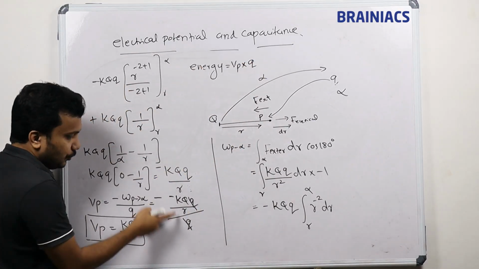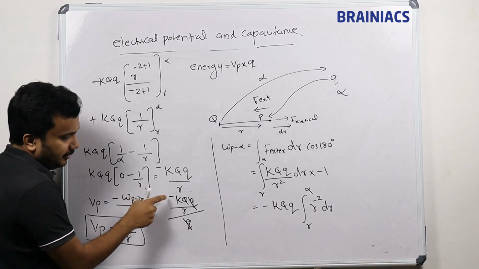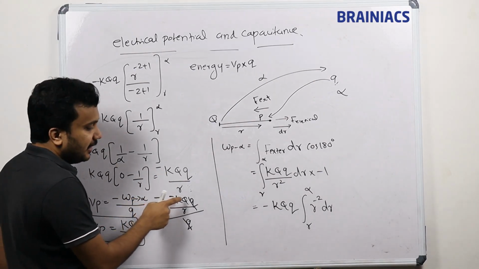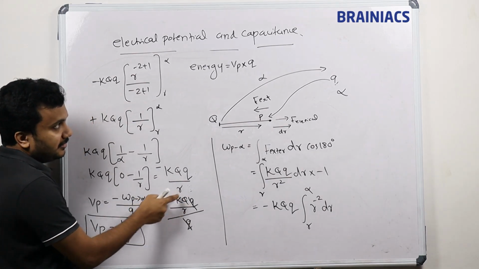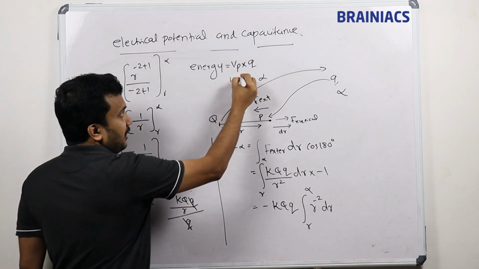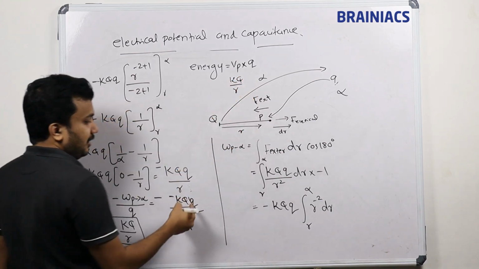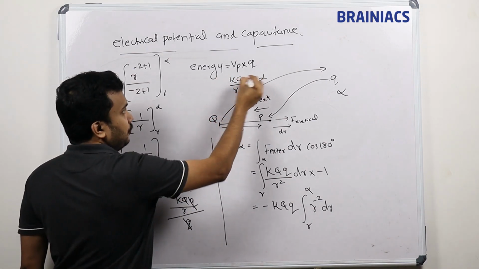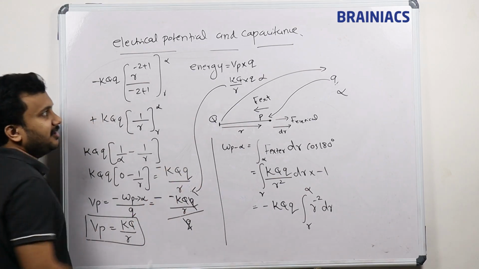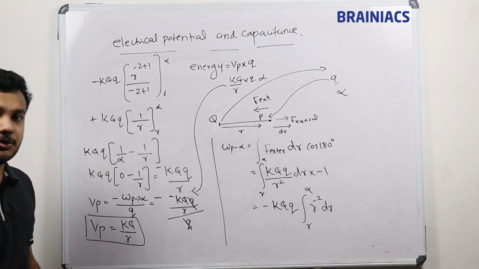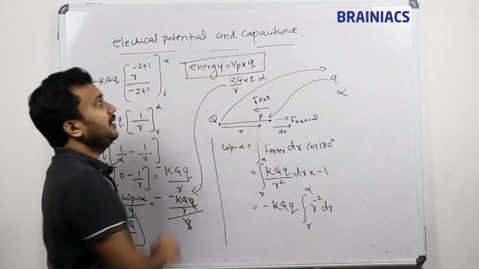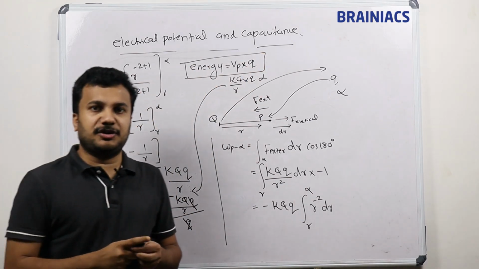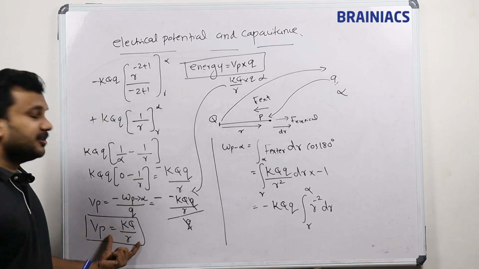What is your energy? You know your energy. The minus and minus will cancel, so kQq divided by r. What is kQ by r? This is called your potential, right? So kQ by small r, and you multiply it with q, so you get the same thing here. That is called energy. So energy W is always potential into charge. Potential into charge. Remember this equation.